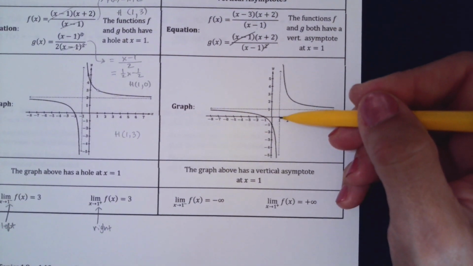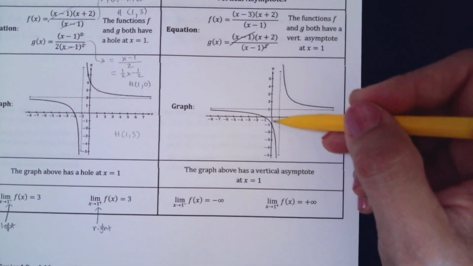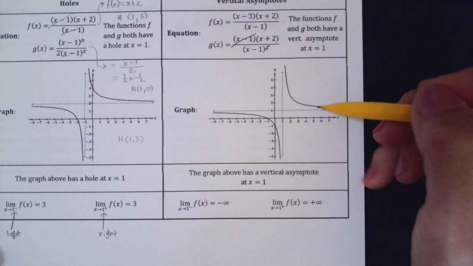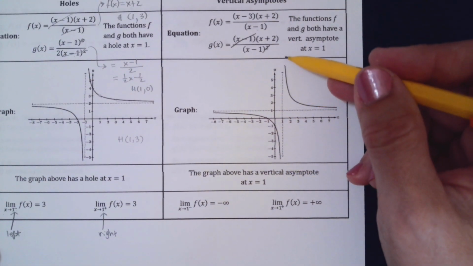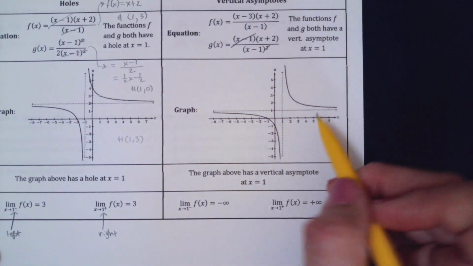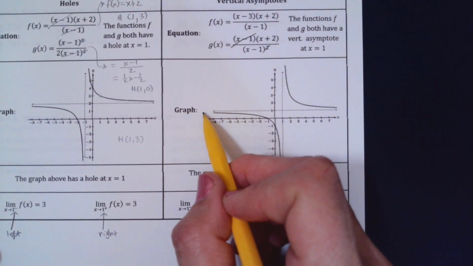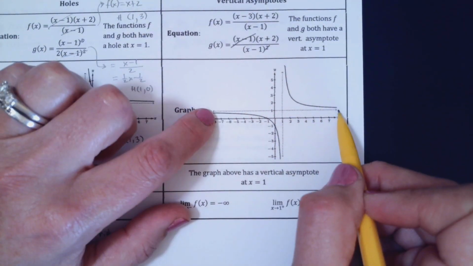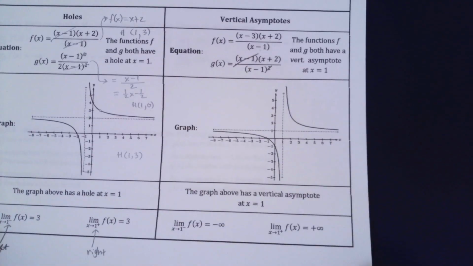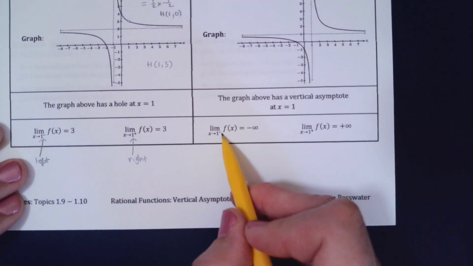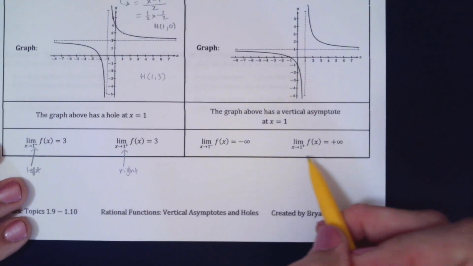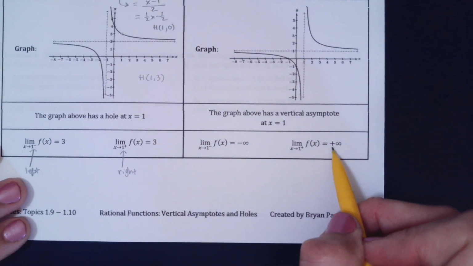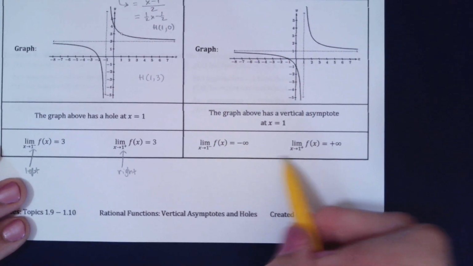So if I try to approach 1 from the left, my function goes down to negative infinity. If I try to approach 1 from the right, my function goes up to positive infinity. Right? Now remember, that has nothing to do with my end behavior. That still looks like 1, but it tells you as you approach 1 from the left, you're going down. As you approach 1 from the right, you're going up to positive infinity. So you're going to get that new notation with the left and the right.